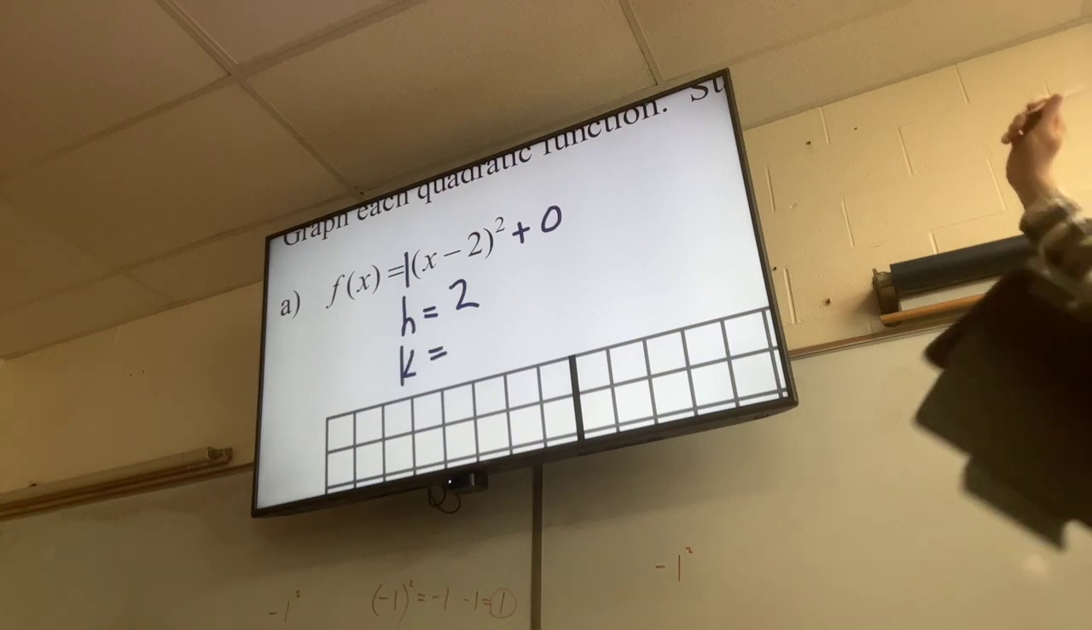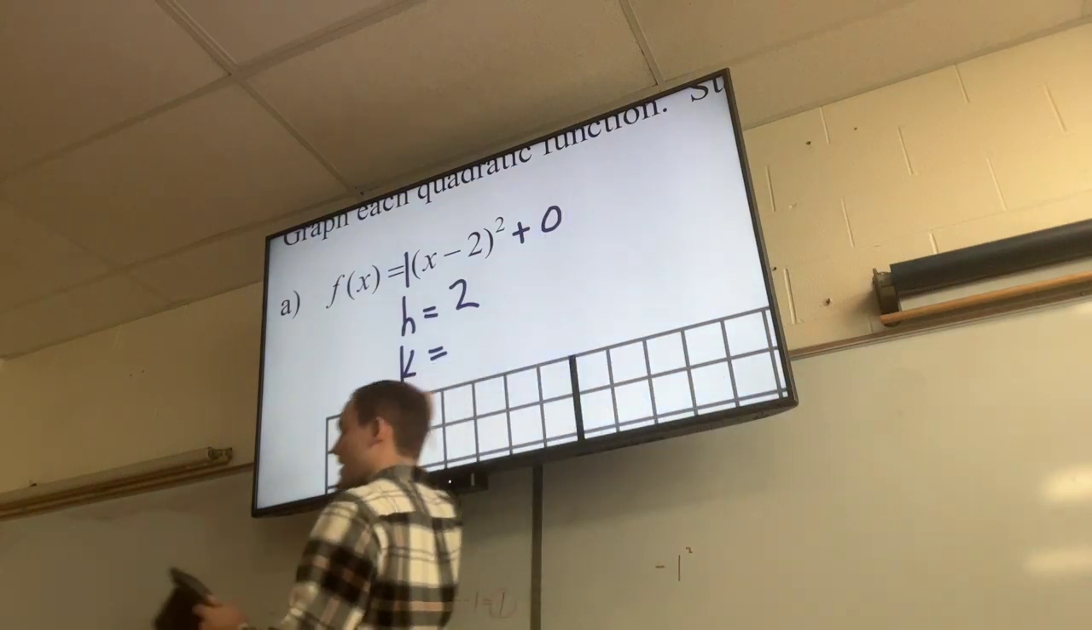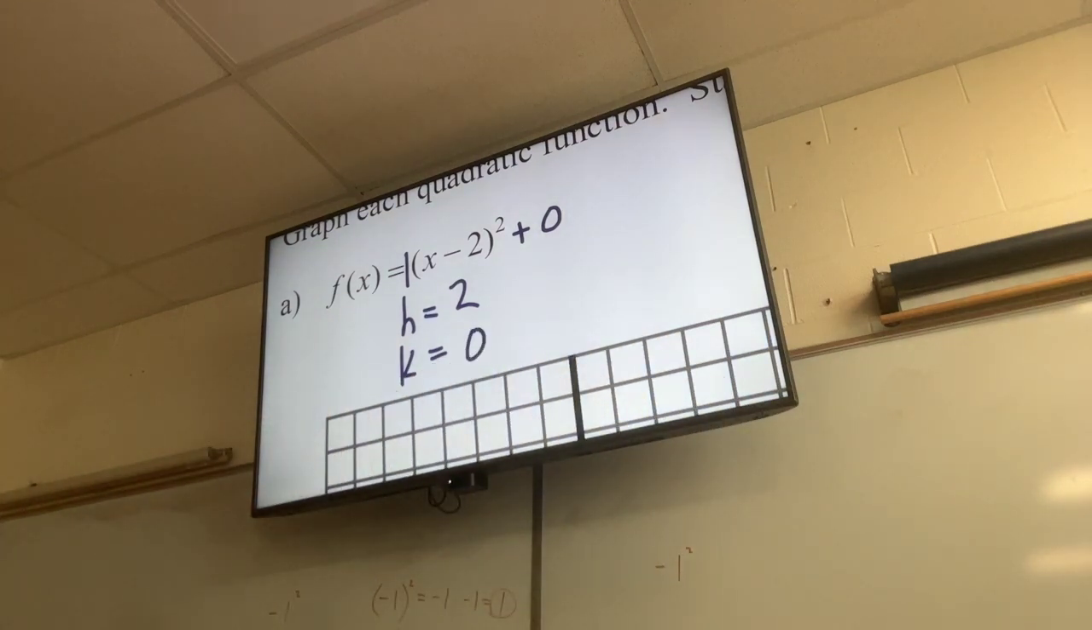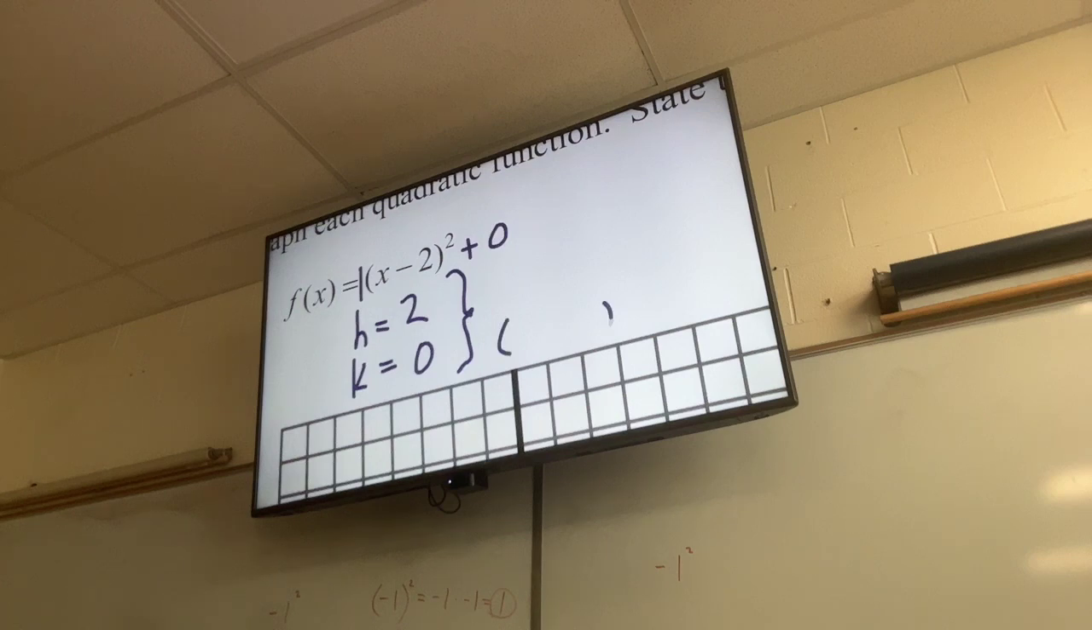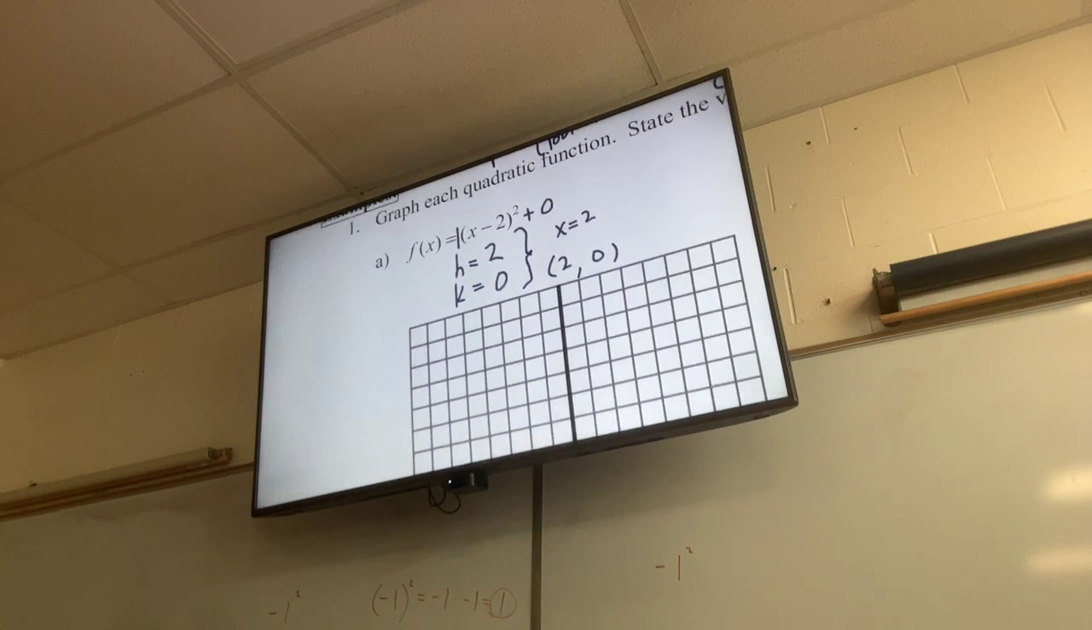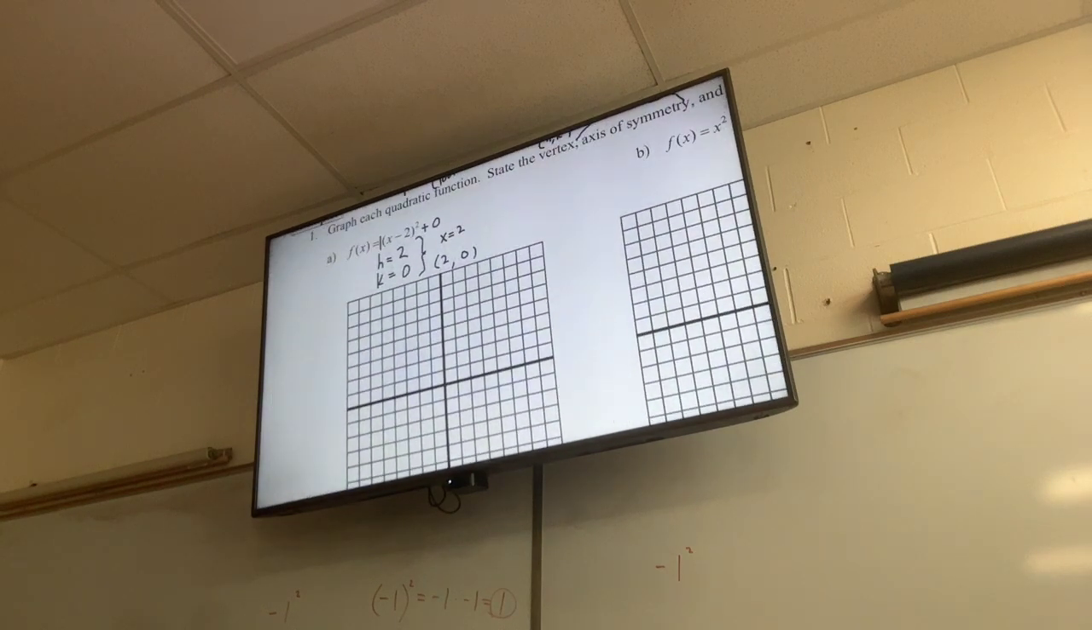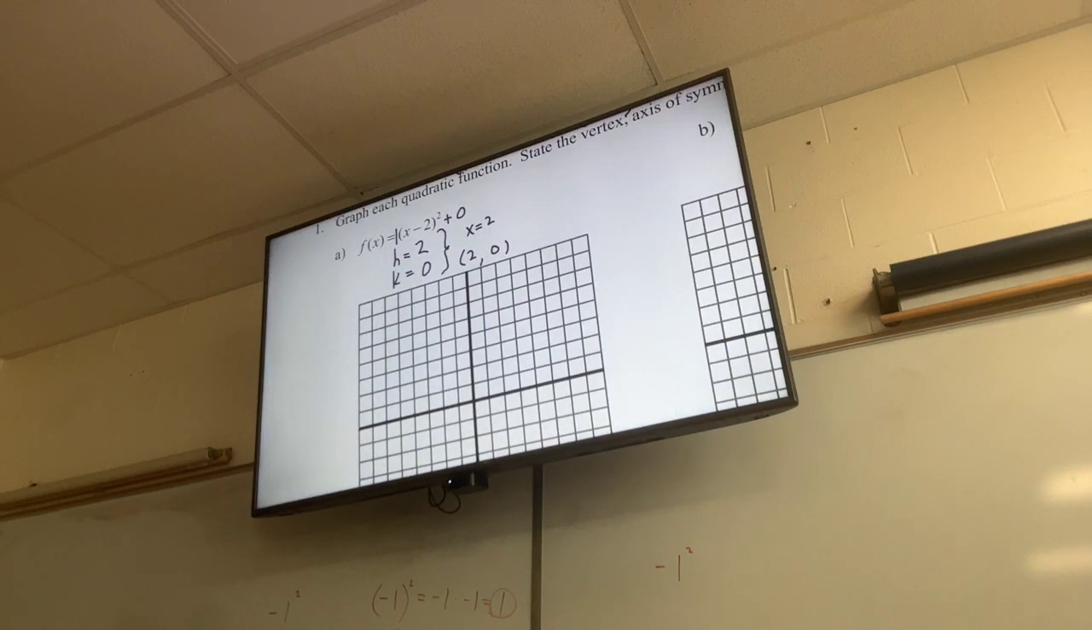0, right? It's the same as the number that's outside my parentheses, so it's going to be 0. With these two in mind, what's going to be my vertex and what's going to be my axis of symmetry? 2, 0 is the vertex. What's the axis of symmetry? X equals 2. Okay? All right, so then the graph, and then am I going to open up or down?